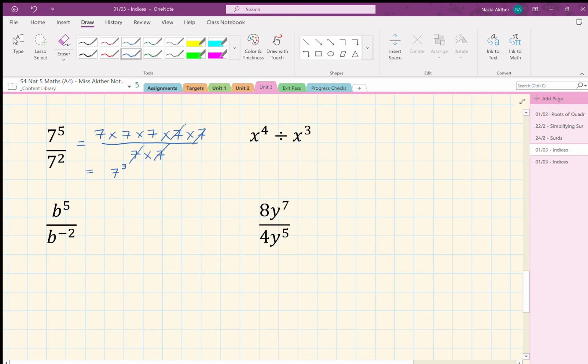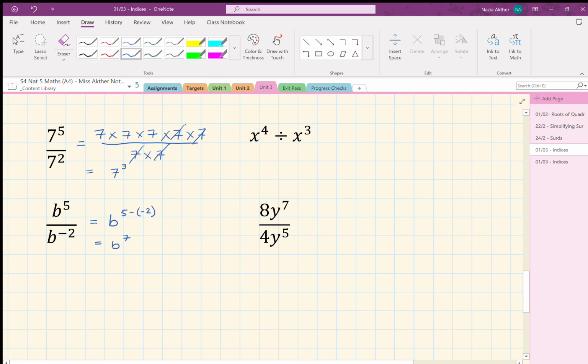So in this example, we've got b to the power of 5 divided by b to the power of negative 2. Remember our rule for dividing expressions, we take away the indices. So we would have b to the power of 5 take away negative 2. So we've got 5 take away negative 2, which is then equal to 5 plus 2, which is 7. So the answer to this one is b to the power of 7.